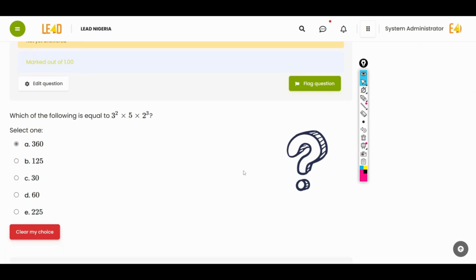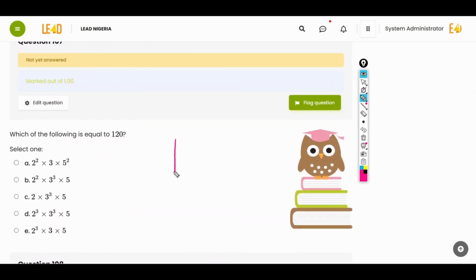Option A. Okay. Question 107 says, which of the following is equal to 120? And we have all the options in index form. So the easiest thing to do is to convert 120 to index form, and then we can compare. In fact, instead of using the regular prime factorization method, let's just use the tree method, where we branch out from 120. I think that's easier. We can break this in many ways, but I'll just break it into 12 times 10.